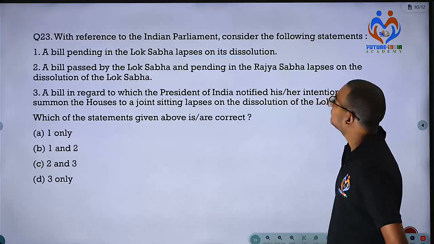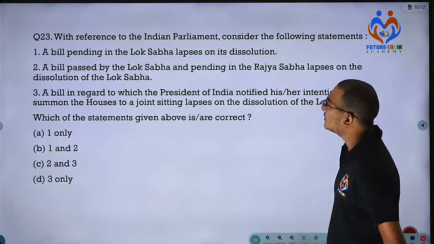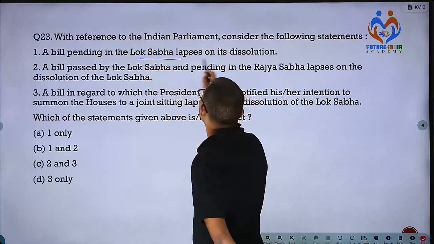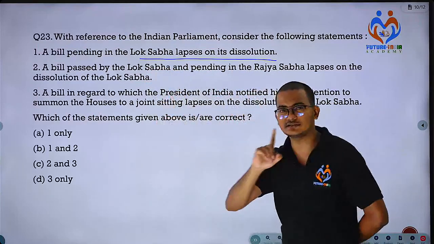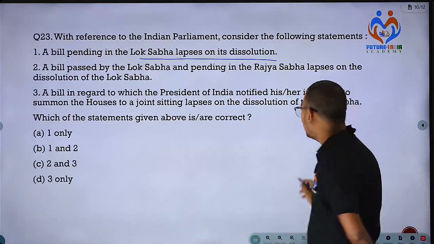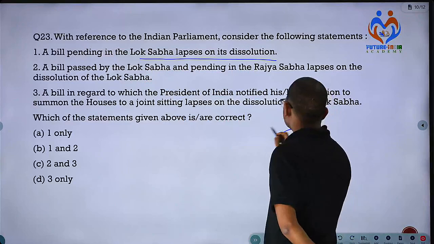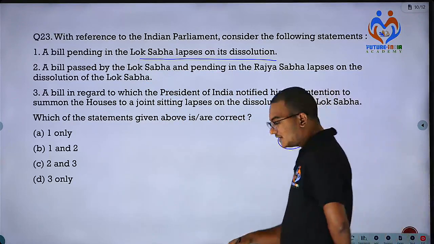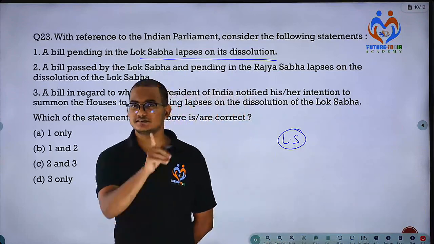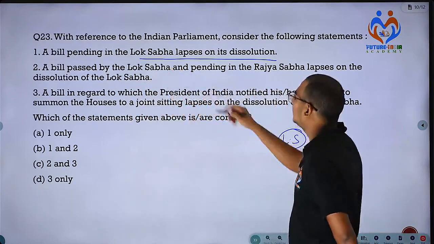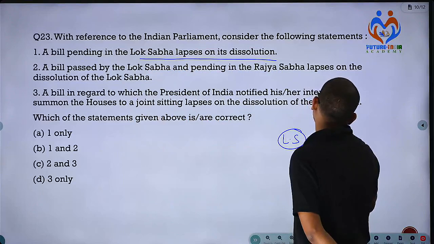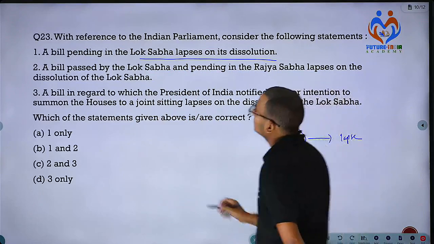Next, 23, with reference to the Indian Parliament, consider the following statements. A bill pending in the Lok Sabha lapses on its dissolution. In the last class, I have explained to you in detail. Whatsoever is in touch with the Lok Sabha will obviously dissolve. If a bill is in touch with the president, it will survive. So a bill pending in Lok Sabha, if the Lok Sabha dissolves, the bill will lapse. I have already told you in the last class, so this is correct.